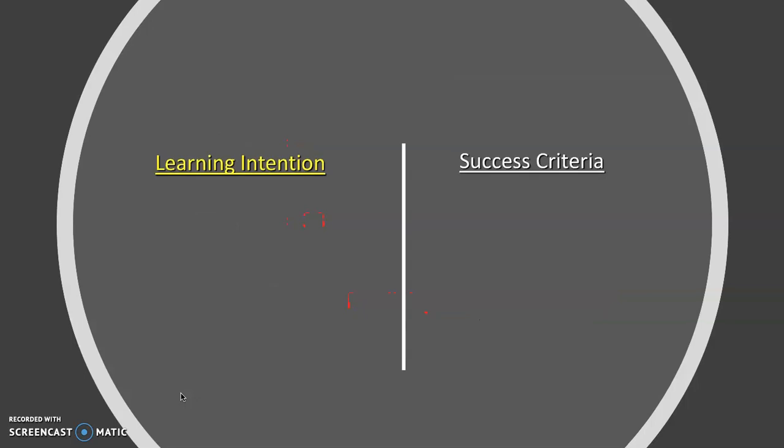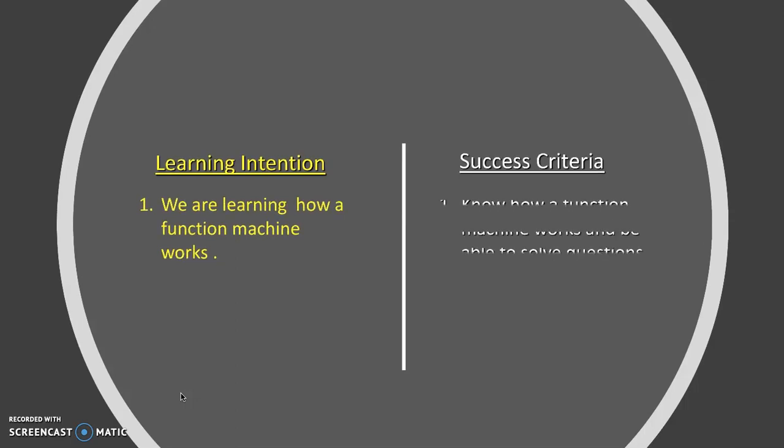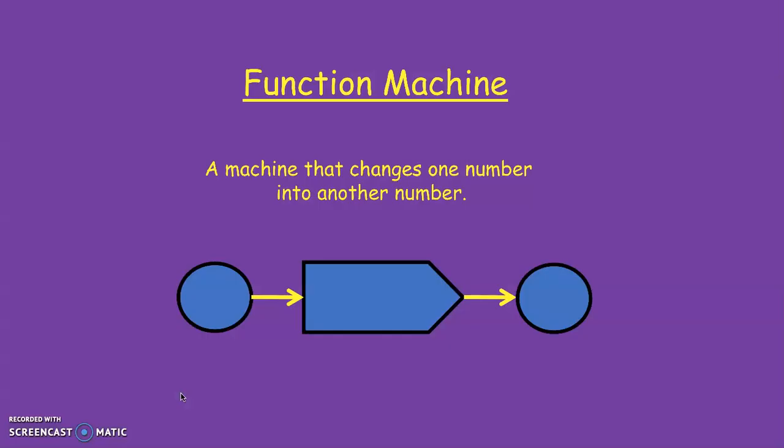Right, so function machines, what are they? What are we doing today? How will we know if we're successful? So we are learning how a function machine works. We will know if we're successful if we understand how a function machine works and be able to solve some questions on using a function machine. So this here is an example of a function machine, a machine that changes one number into another.